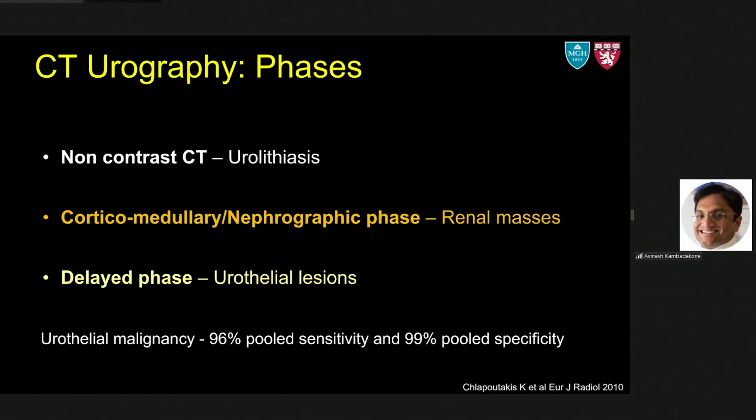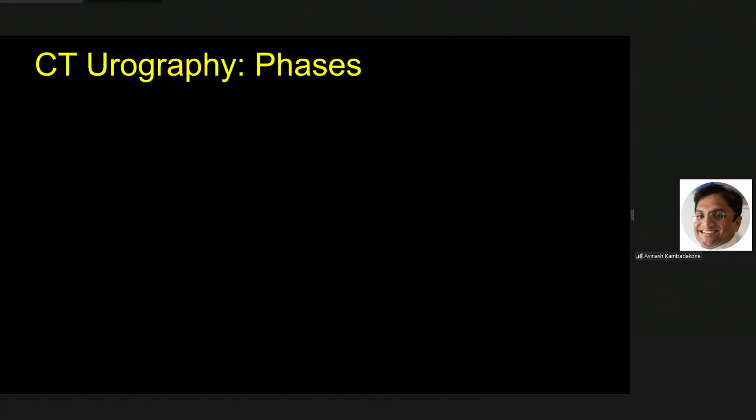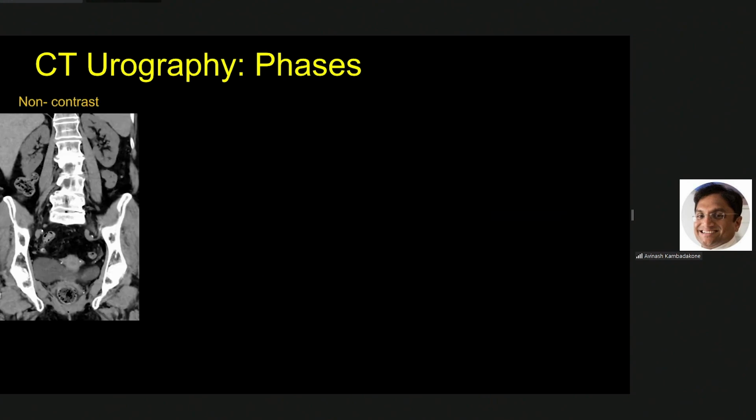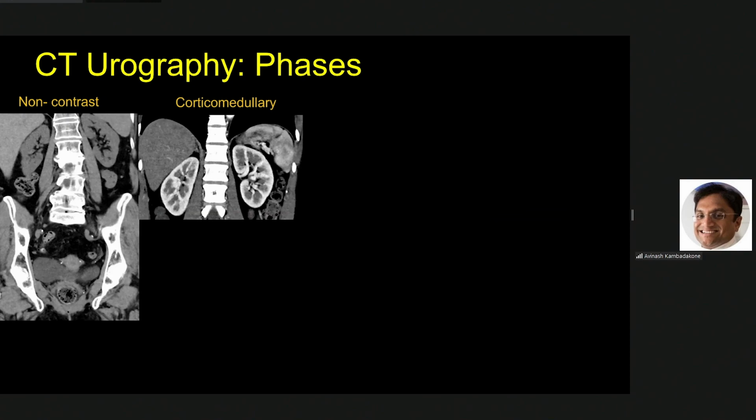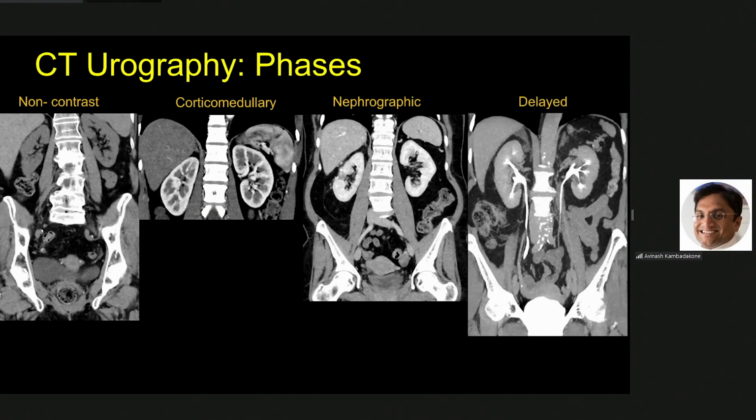If you look at the data, CT urography has nearly 99% pooled specificity for evaluation of urothelial lesions. Now, when you look at the different phases, the practice is very variable across different institutions or different papers. The 4 phases I described, non-contrast, corticomedullary, nephrographic, and delayed phase, can be used for evaluation of the cause of hematuria. However, that leads to an increased radiation dose of nearly 25 to 35 millisieverts.